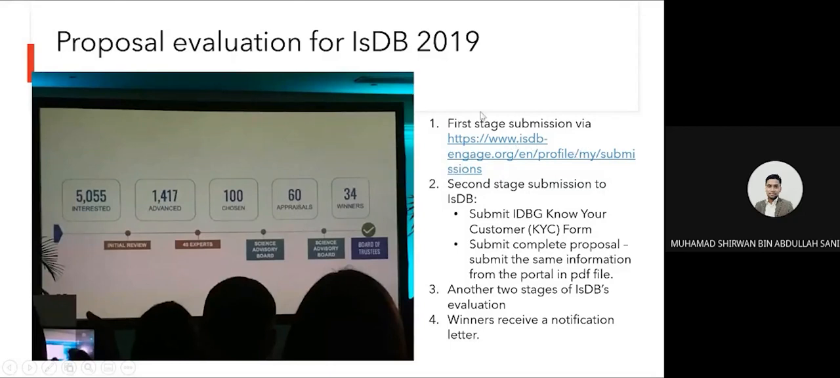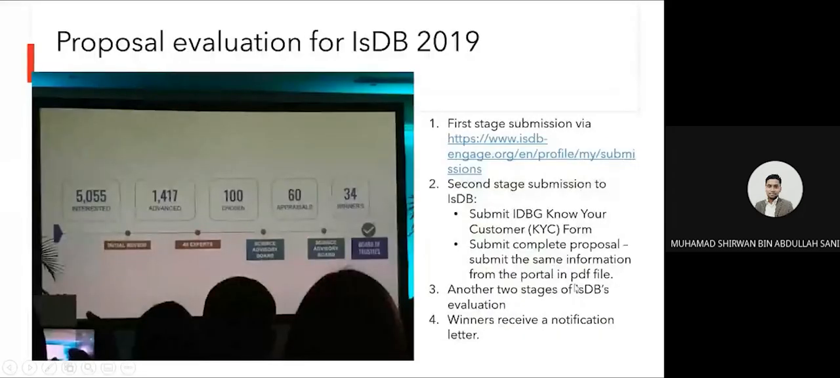So if you apply this year and you become one of the potential winners, you will receive an email from ISDB, and they will ask you to submit the ISDB Know Your Customer form. You need to fill in information about your address, your full name, even your identification card or passport, for example, so that they can ensure this is really an application from somebody, not someone who applies but does not really want to do the work. And then you need to submit a complete proposal.